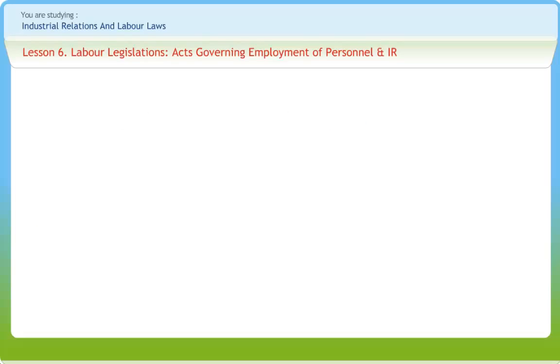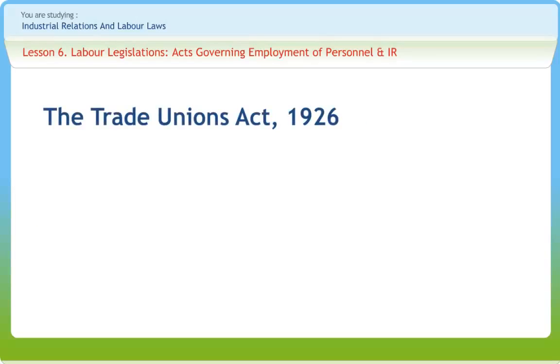Fourth one is the Trade Unions Act 1926. In the year 1925, the Government of India, after consulting the state governments, drew up a bill providing for the registration of trade unions and introduced the same in the Legislative Assembly on the 1st of August 1925. The Indian Trade Unions Act was passed in 1926 and came into force on 1st of June 1927.